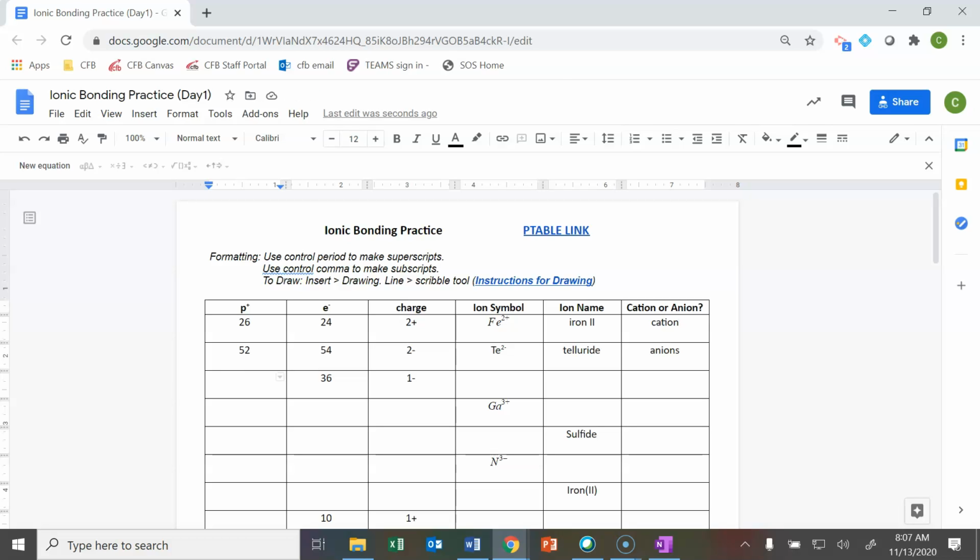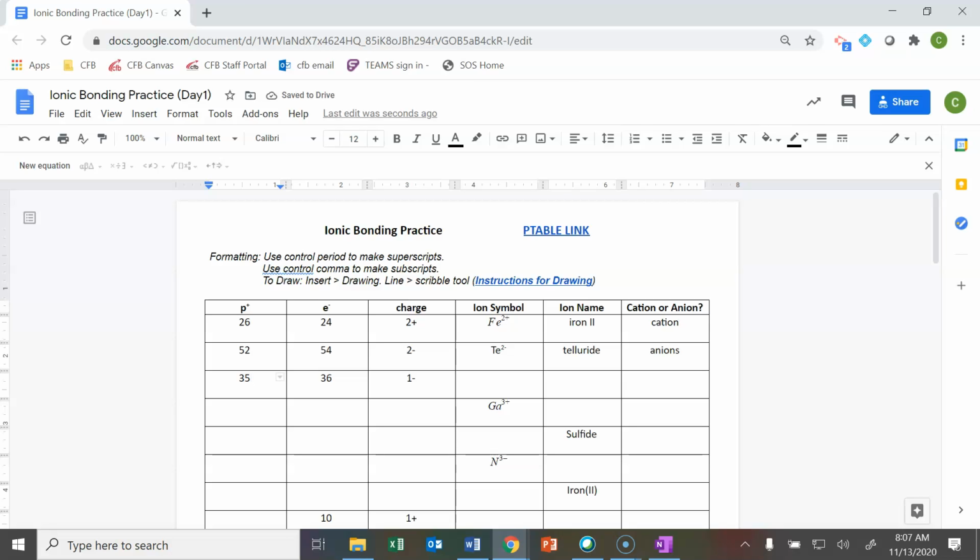All right, the next one, I've got a -1 charge, and I have 36 electrons. I have more electrons, that's why this is negative. I have 1 more electron, so that's why it's -1. 36 electrons, I've got to have 1 fewer proton, 35.